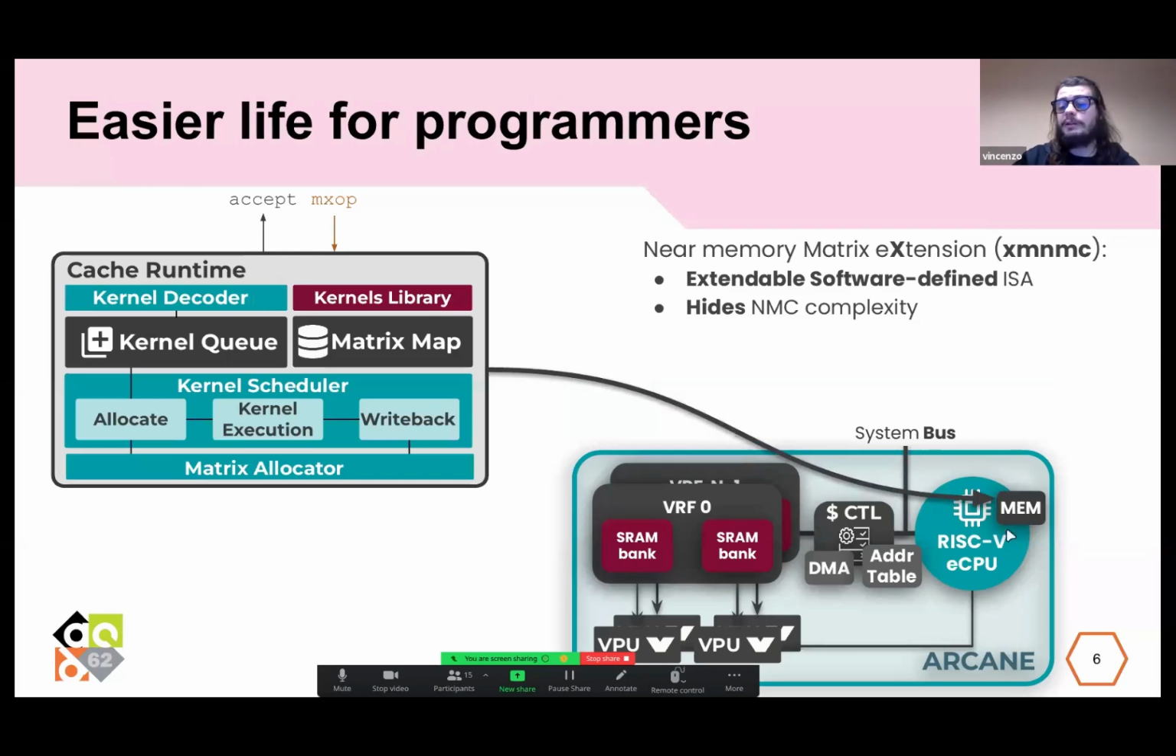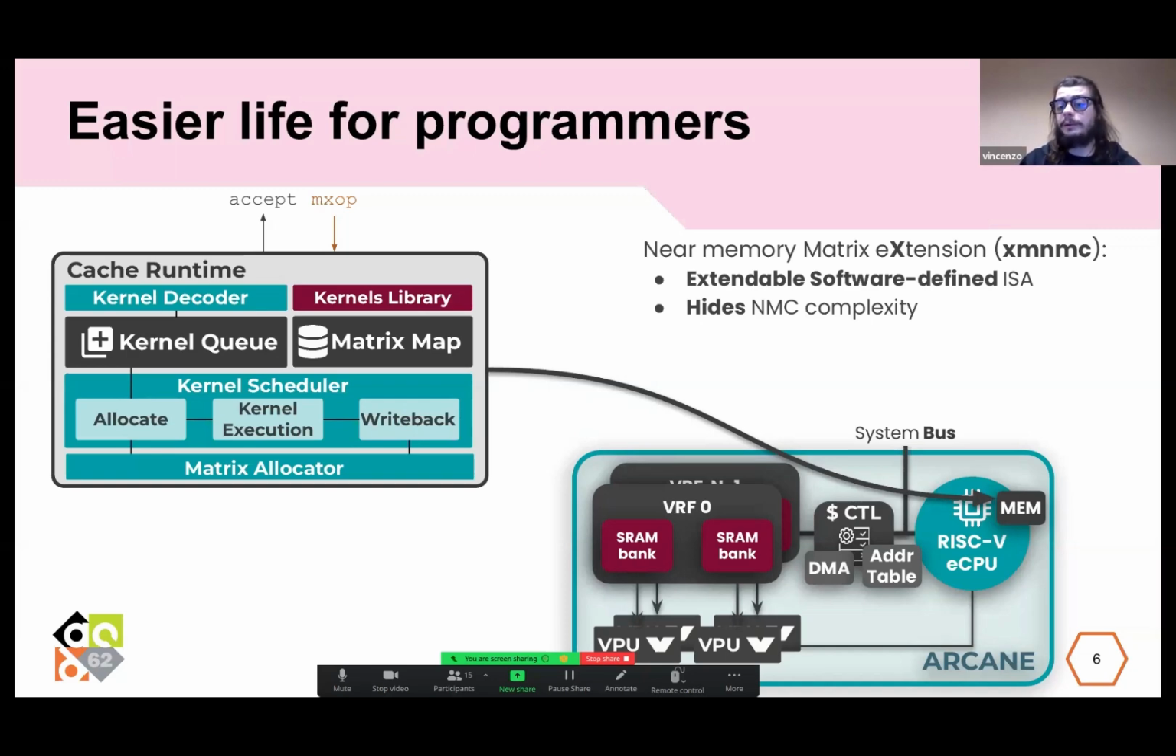I was mentioning that there is this embedded CPU within the data cache. This embedded CPU executes some code within this small memory here. This is very low-level code, and it is what we call the cache runtime. The cache runtime is built in a modular way. It includes several modules inside, and it is what gives us the possibility of having an extendable software-defined ISA.